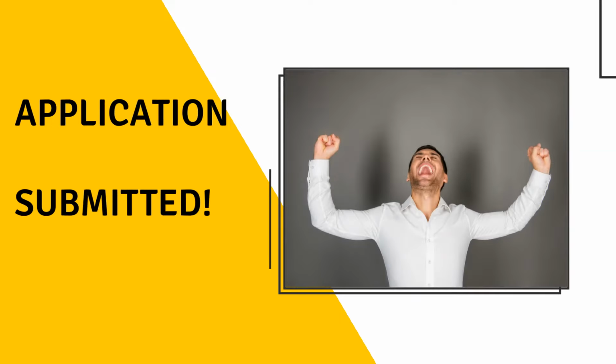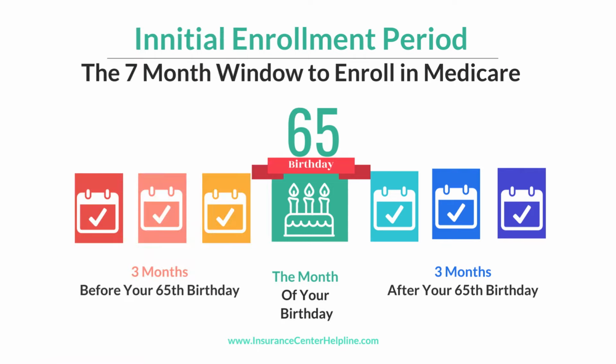It is important to apply for Medicare on time when you're first eligible. Typically, you would apply for Medicare Part A and Part B about 3 months before your 65th birthday. This is called the initial enrollment period. Again, this period begins 3 months before your 65th birthday and lasts for 7 months. It includes your birthday month and extends 3 months after.